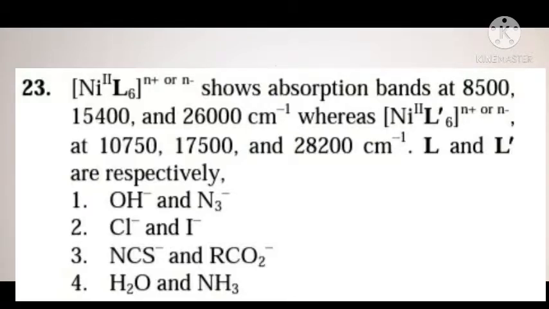Okay, so friends, in this question we have absorption bands related to these two complexes, and in these complexes we have L and L dash ligands. So you must find what the L and L dash ligands are out of these four options. And this question is coming for 2 marks. That means this question is related to your part B. Understand? Okay, so let's do the solution of this question, friends.